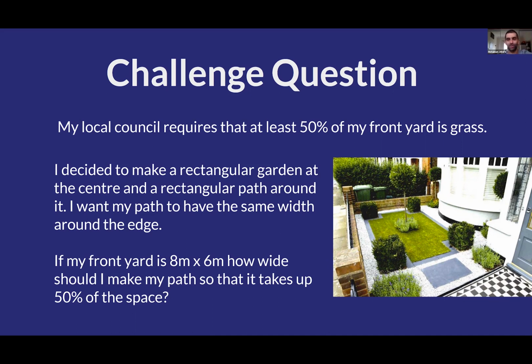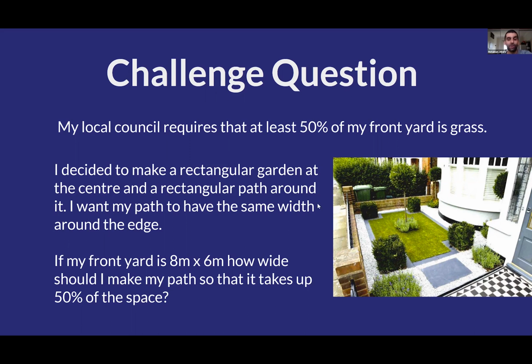I would just want concrete at all, but I've decided to do this nice little pattern that you see here in this picture. I'm going to put a square rectangular garden in the middle with the grass, and then I'm going to put my paving around it. And I want my paving to be the same width all the way around to have this nice pattern, right?